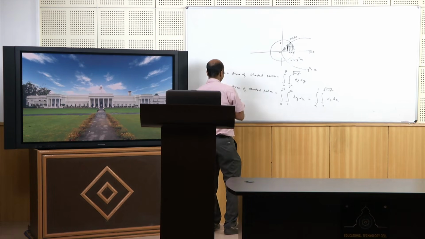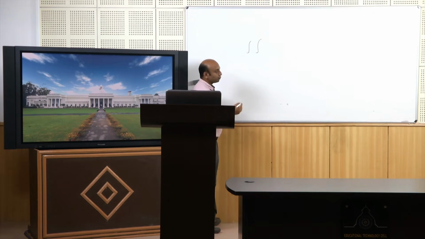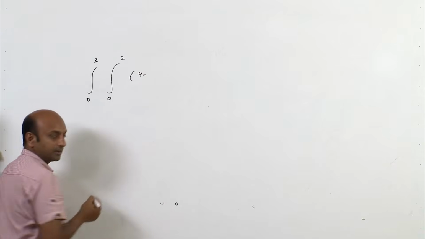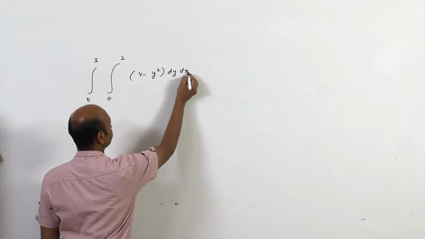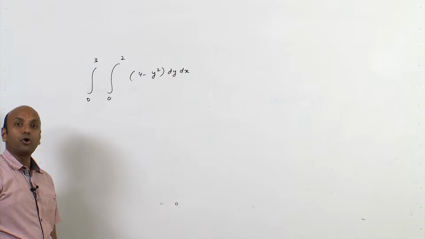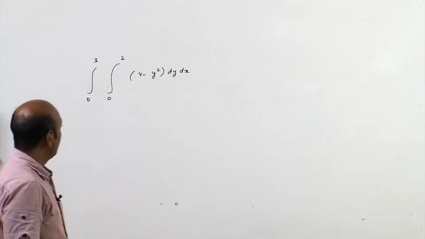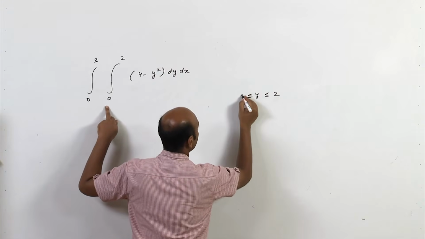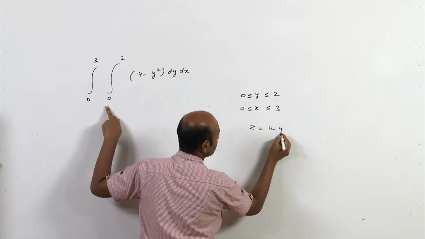Say the first problem. The first problem is double integral 0 to 3, 0 to 2, 4 minus y square dy dx. Now what basically is this? This is the volume of a solid erected on a rectangle, where y is varying from 0 to 2 and x is varying from 0 to 3 and the height is governed by 4 minus y square.